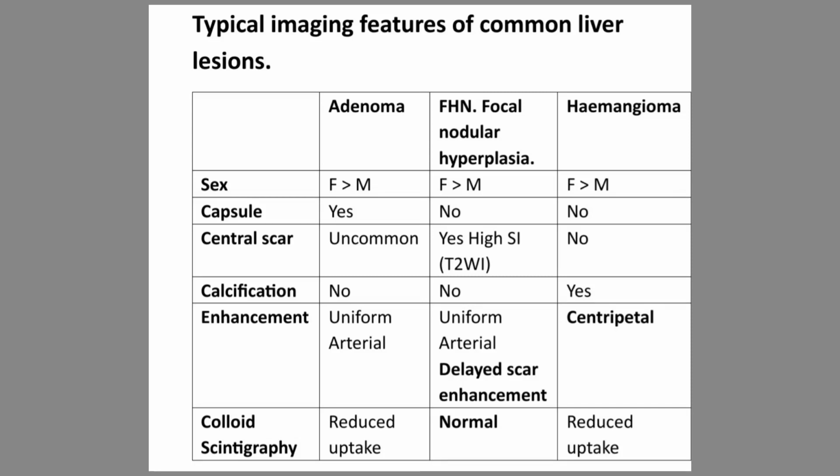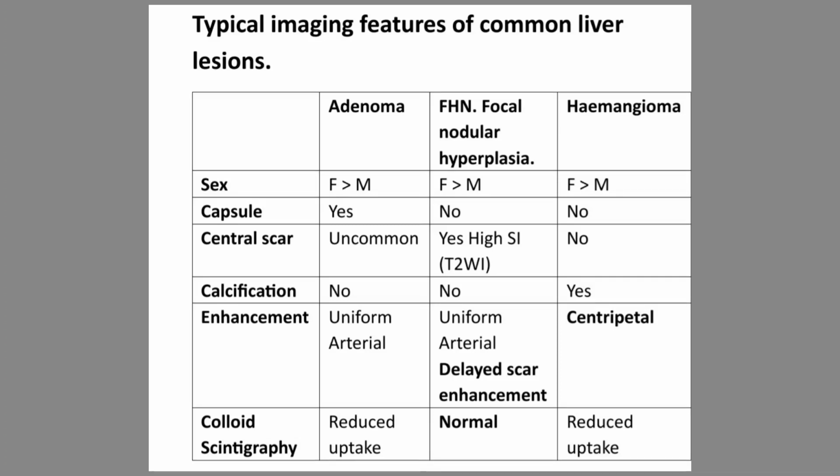In adenoma, central scar is uncommon. Whether it is CT scan or MRI, there will be no central scar. In focal nodular hyperplasia, there will be a scar, because this lesion is known for the central scar, and on T2 weighted images you can appreciate it, while in hemangioma there will be no central scarring.